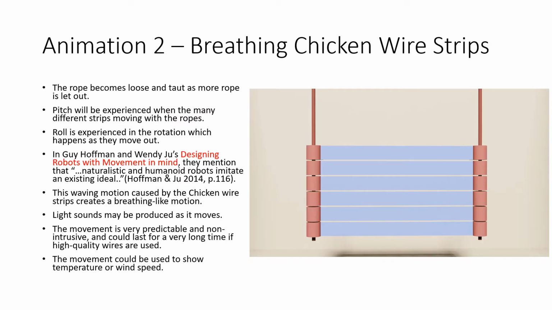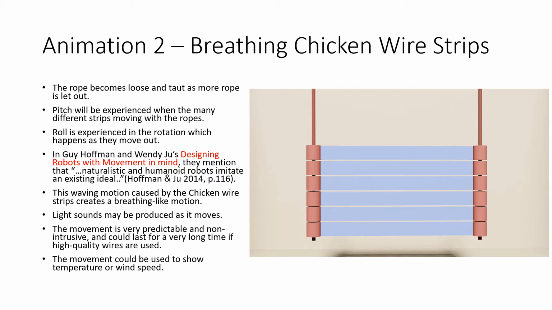In this animation, the rope has 2 stages, being loose and being taut. Pitch is experienced as the strips move away from the main body and are no longer taut. Roll is experienced as rotation happens as they move out.